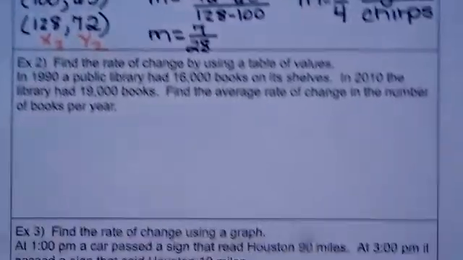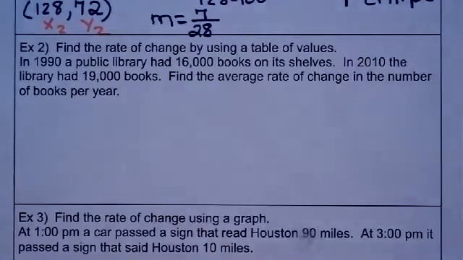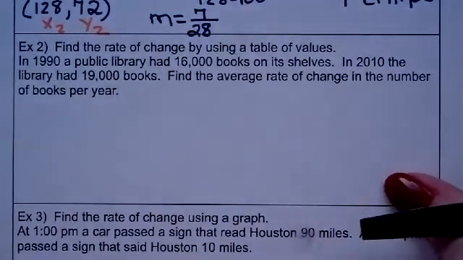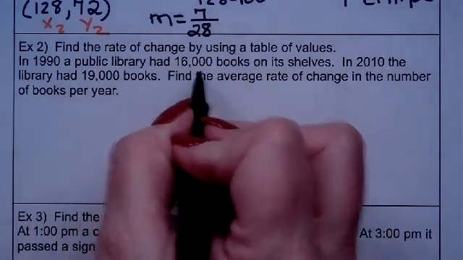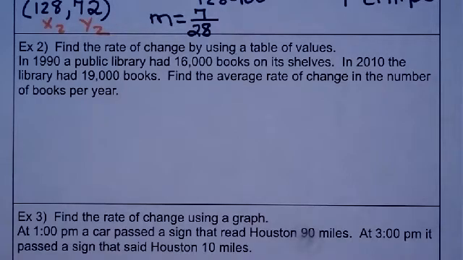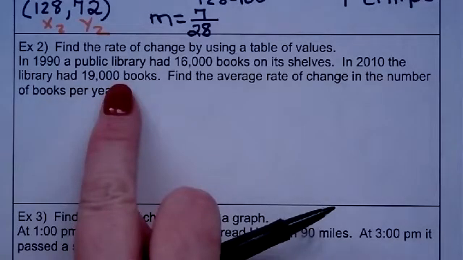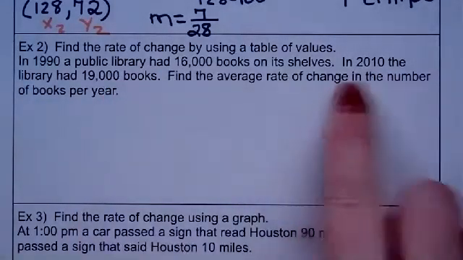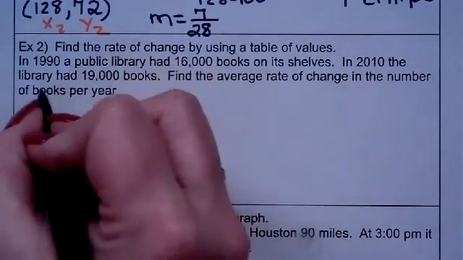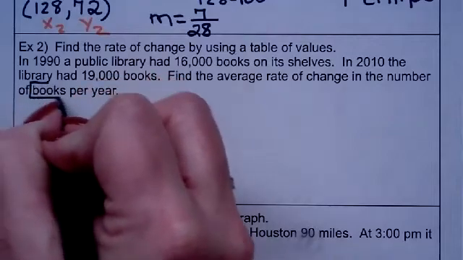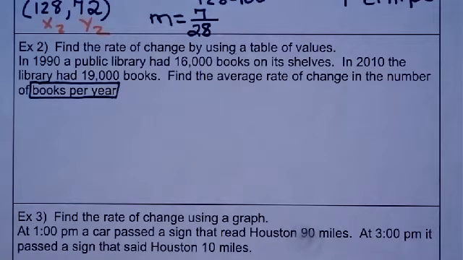All right, example 2 right here says we're going to find the rate of change by using a table of values. So let's read our situations. In 1990, a public library had 16,000 books on its shelves. In 2010, the library had 19,000 books. Find the average rate of change in the number of books per year. Now, this comment right here tells me exactly what y and x has to be.